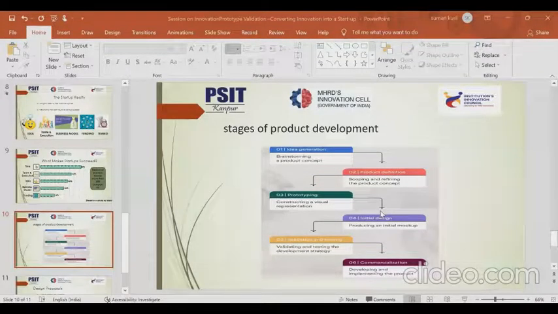Okay, students, where we were, we are discussing the stages of product development. We were discussing idea generation, ideation. When we are designing products, we should first have an idea so that we can convert that idea into a useful product. And the next one, product definition: we need to discuss the scope and the product concept. The next one is the prototype.